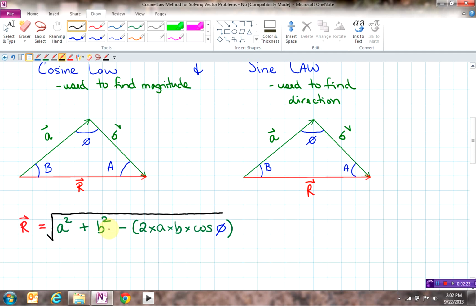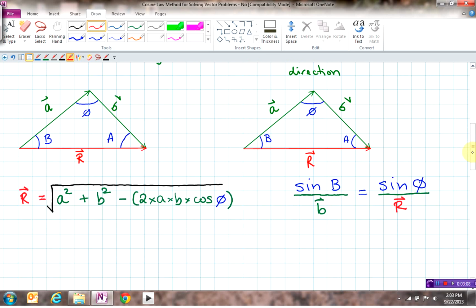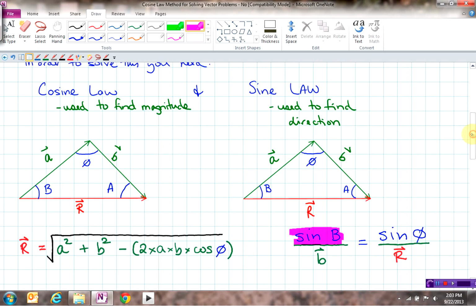I use what's called the sine law. Now the sine law says if I take a ratio of an angle, let's say B, over its opposite side, in this case vector B, that ratio of sine B to vector B will be equal to any other angle, in this case sine theta, all over the opposite length, which in this case will be R. Now since we use the cosine law to solve for R, we'll know R, we know what this angle theta is, we know what length B is, we'll be able to solve for sine of the angle B, and then get B from this equation here. So the sine law is used to find the direction, and the cosine law is used to find the magnitude.